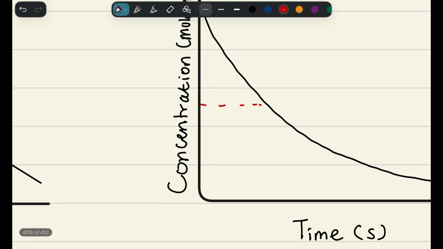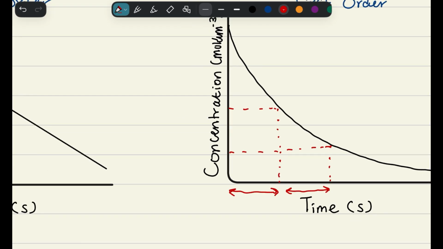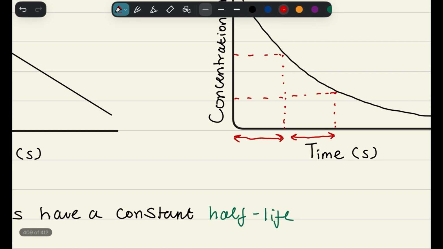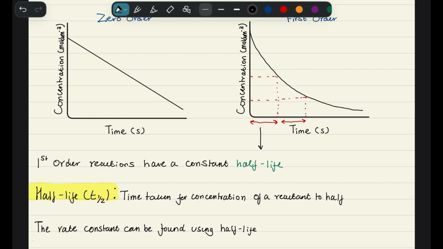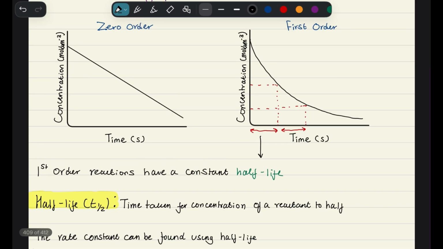And then let's say that now half of that is here, right? Again, we're just doing rough. What we're saying is that the gap between here and the gap between here is the same time period, right? And that time period is what we're going to call our half-life, right? So the half-life remains constant all throughout that graph for a first order reaction.